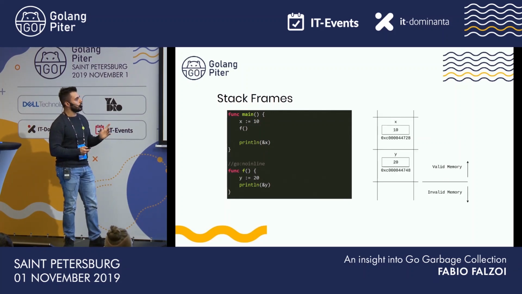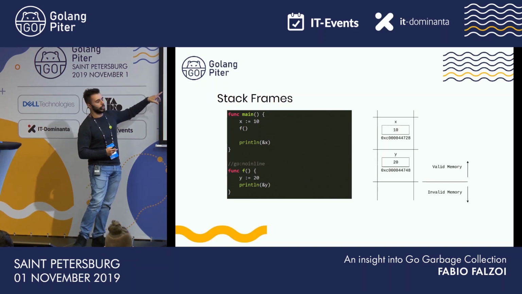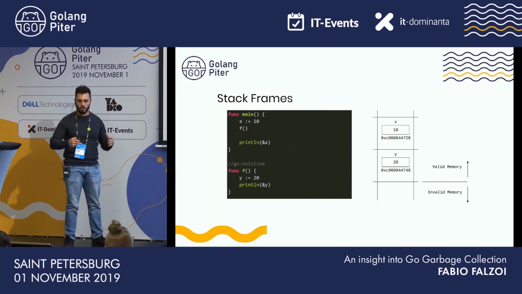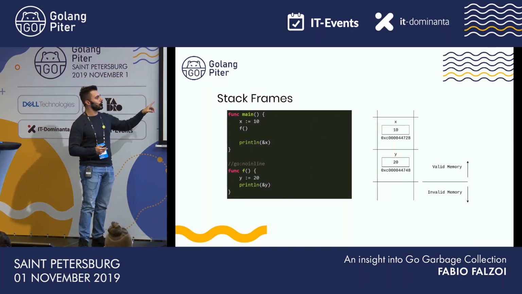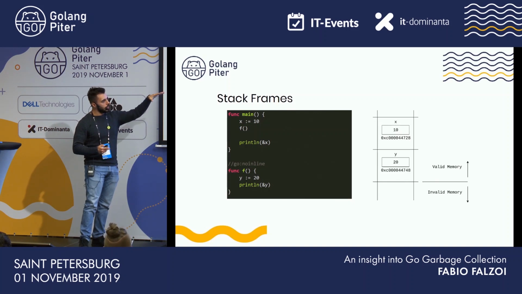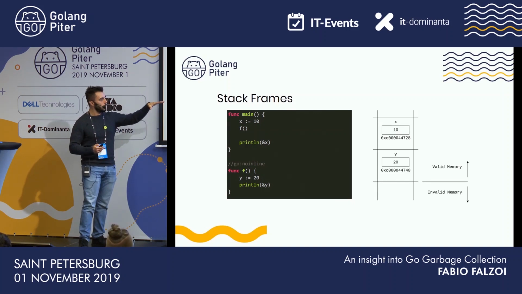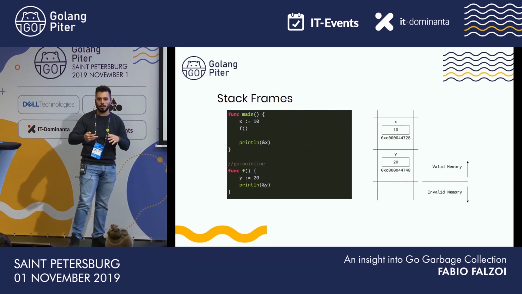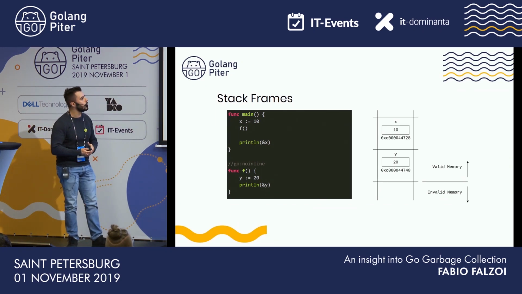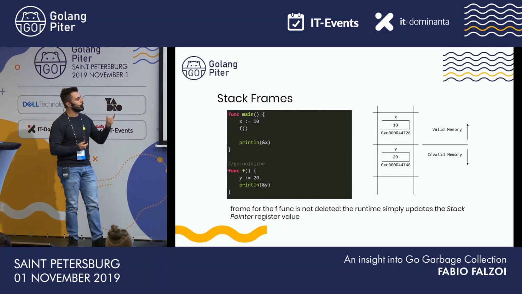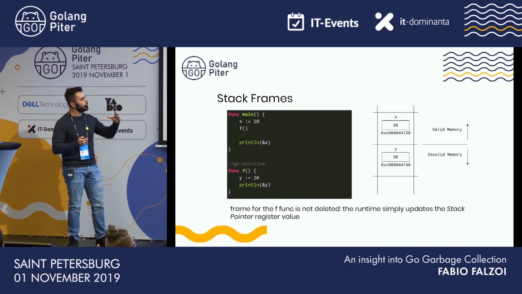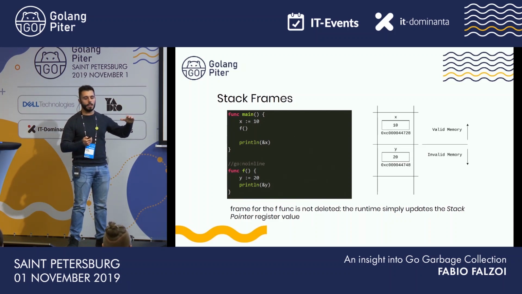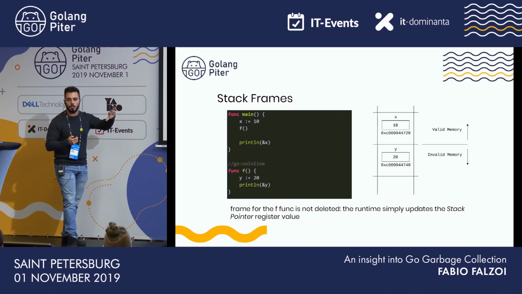When the f function is called, we generate a new frame, and this is done because I marked that function as no inline, forcing the compiler to generate a full-fledged Go function call. So a new frame is allocated for that function, y is allocated there, and as you can see, the line of the valid memory is moved because the stack pointer register is updated. When we return from the function, that frame is logically deleted. It is not zeroed, but the stack pointer is updated, and so that memory ends up as being not valid.